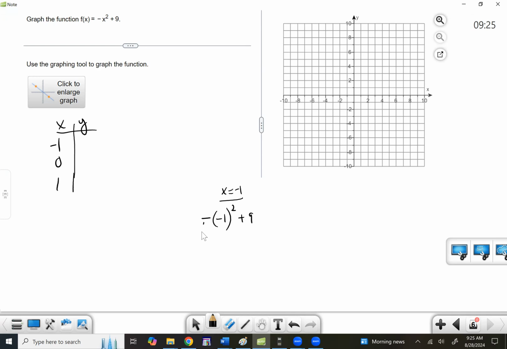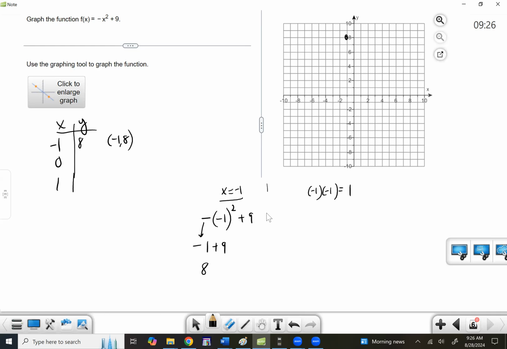I'm just going to bring down this negative, and I'm going to tackle what -1 squared means. So -1 squared means that you have to take a -1 and multiply it by another -1. So a negative times a negative equals a positive. The -1 plus 9 is 8. So we know that we have a point at -1, 8. So -1, 8 is right there on the graph.